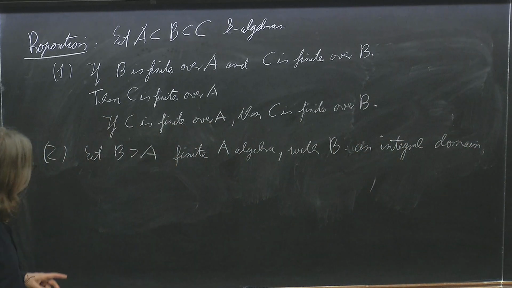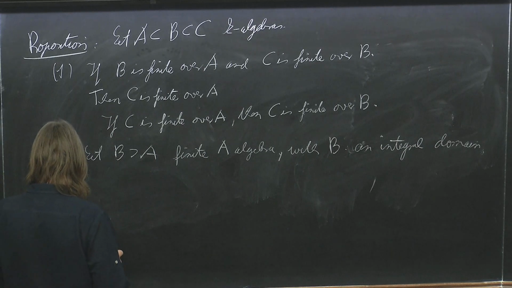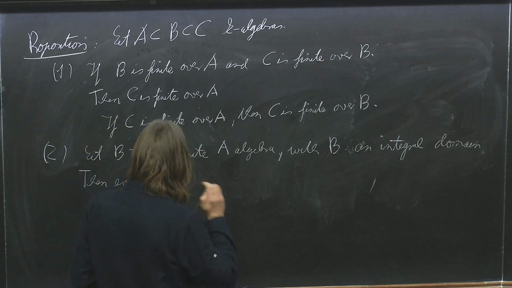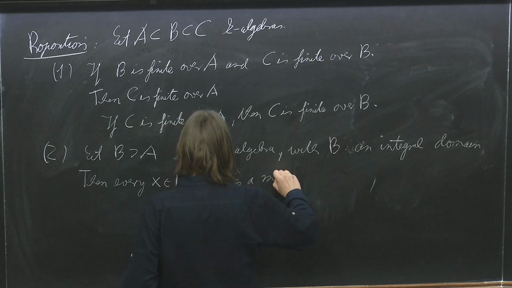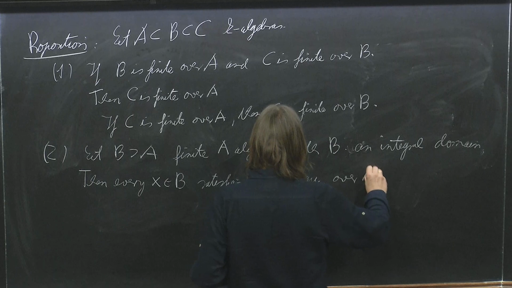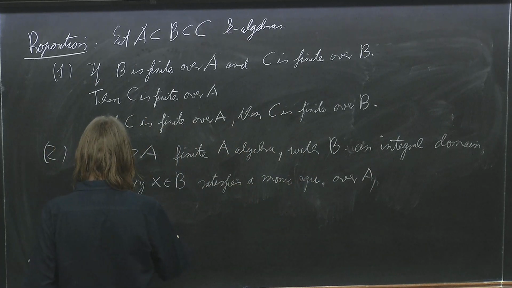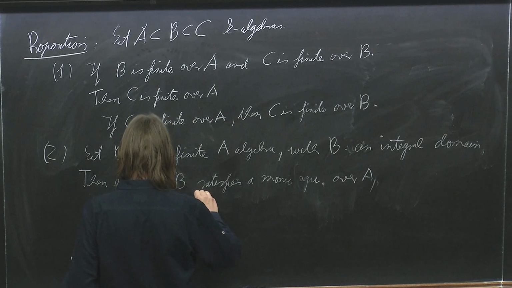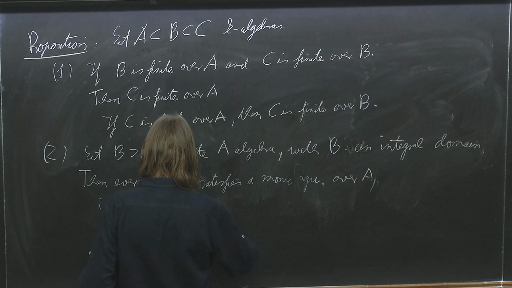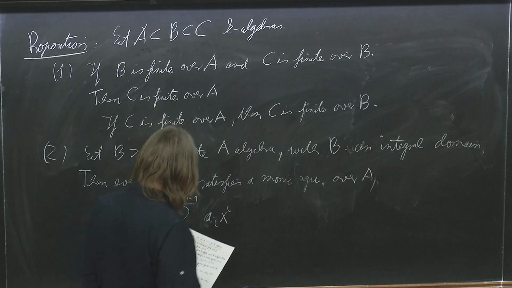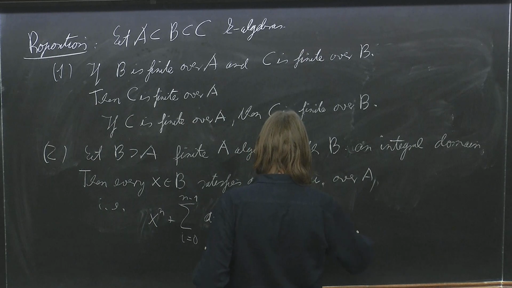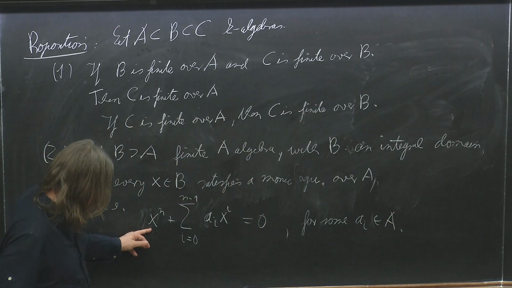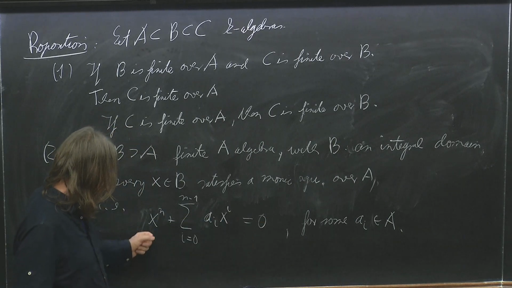Then every element in B satisfies a monic equation with coefficients in A. So then every x in B satisfies a monic equation over A. So that means we can write x to the n plus the sum i equals 0 to n minus 1 of ai times x to the i equals 0 for suitable ai. So such an x is the zero of such a polynomial where the coefficients ai are from A and the leading coefficient is 1.